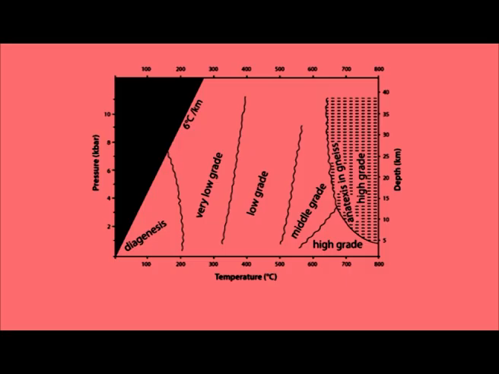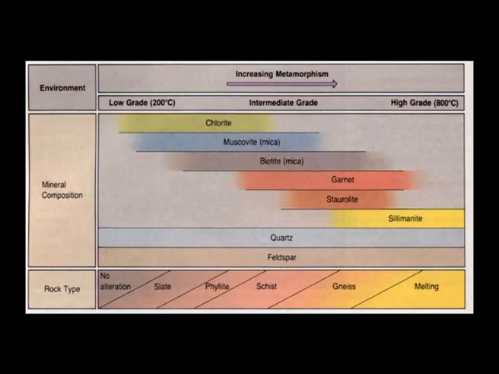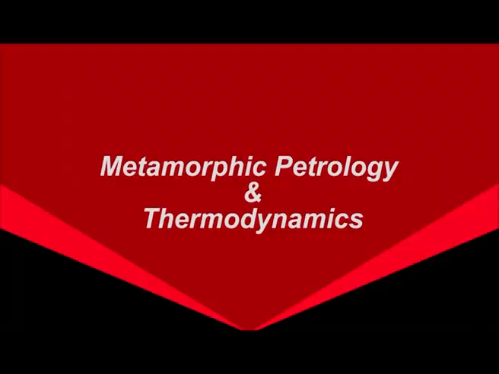Winkler in 1979 proposed three types of metamorphism or metamorphic grade, that is low, medium and high grade. Low grade, intermediate grade and high grade. Greenschist, amphibolite, granulite, and the rock changes from slate to phyllite, schist, and then schist to gneiss and migmatite that show partial melting.